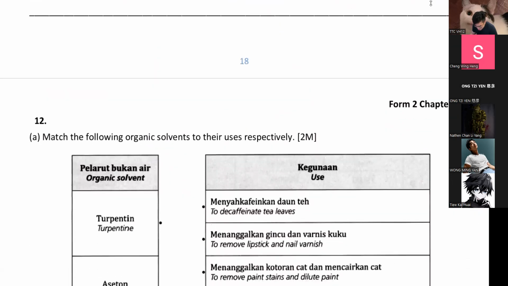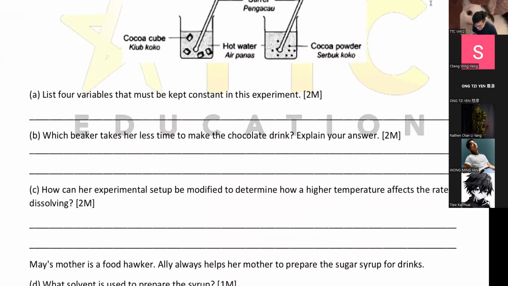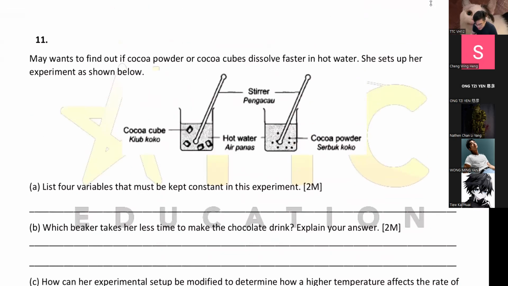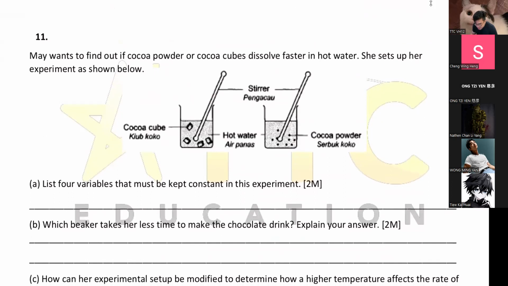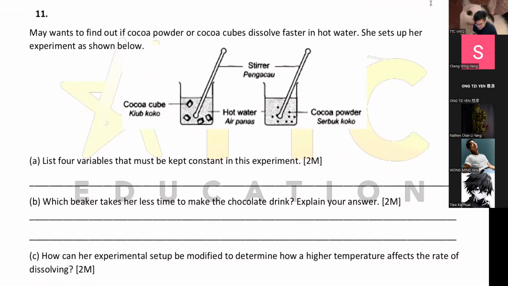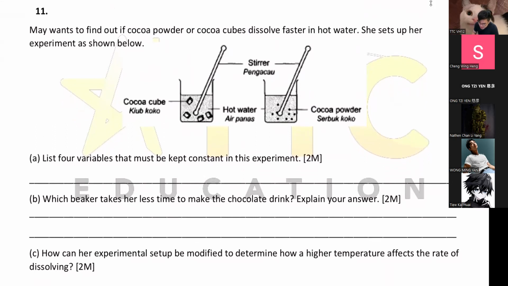let's do one more, shall we? Okay, number 11. Mary wants to find out if cocoa powder or cocoa cubes dissolve faster in hot water. She does her experiments as shown, right? List 4 variables that must be kept constant.